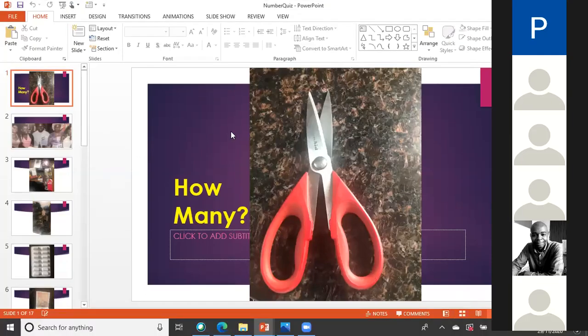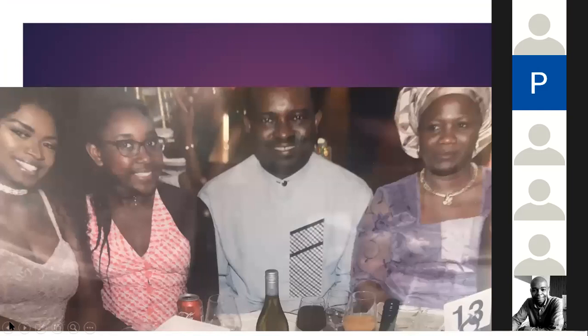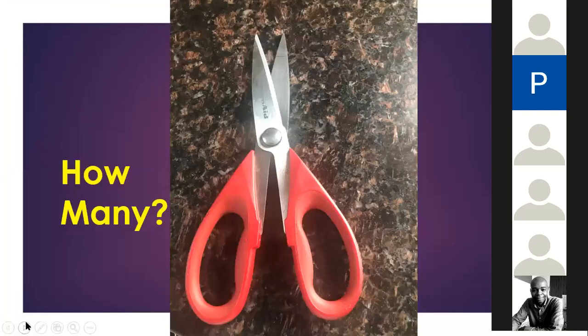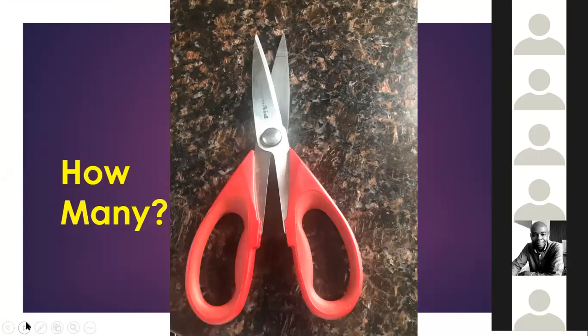Okay, so we're going to do this quiz. Can you see my screen? Yes. All right. How many? Borie. What do you call this? Anybody knows the Okrika name for this? Borie, but make papu. Scissors is papu.